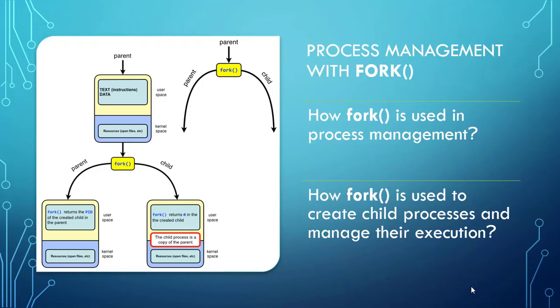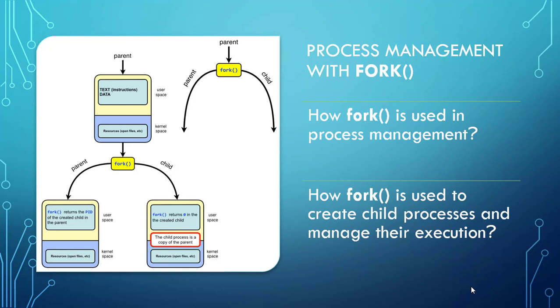Process management. Process management is a crucial aspect of an operating system and fork is a key system call used in this area. Process creation. Fork is used to create a new process from its parent with its own memory space, program counter and other resources. Process termination. It is also used to terminate a process. When a process is terminated, the operating system frees all the resources associated with the process.